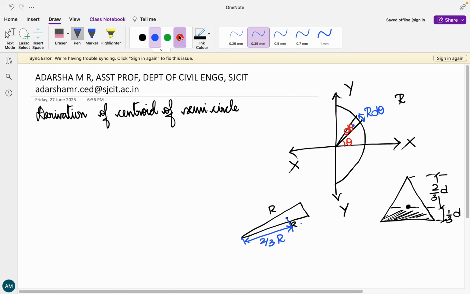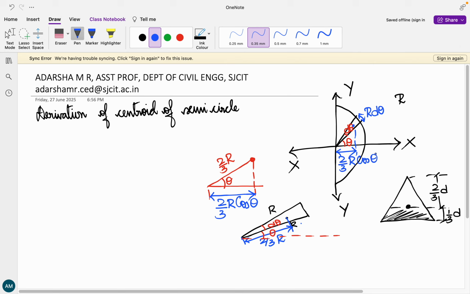Now if you're trying to find the distance onto the x axis, I'm going to drop it onto the x axis. I know that this is theta and this is d theta. This is 2 by 3 of r, and this is theta. Because I'm dropping it onto the x axis, by resolution I can write this as 2 by 3 r cos theta. So if I drop it, this distance is 2 by 3 r cos theta.